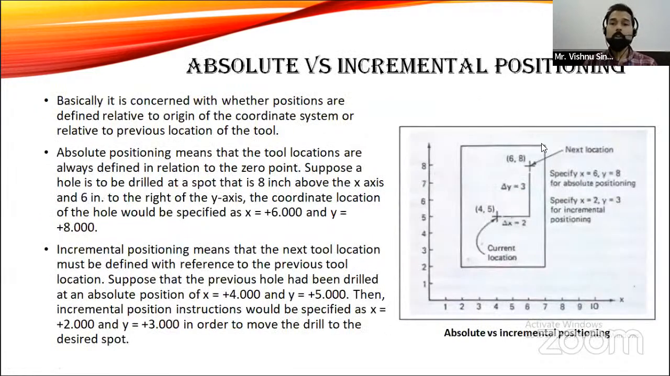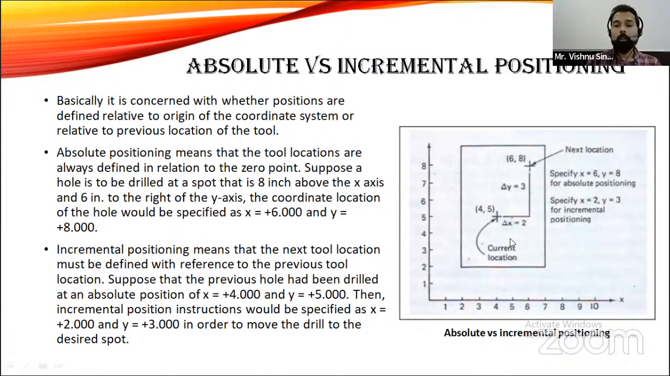Next topic that comes is what is absolute and incremental positioning. It is a very important topic, whether you are using an NC machine or CNC machine. The programming tool that we use in the programming is G90 and G91. G90 is used for absolute, G91 is used for incremental. So what exactly is absolute or incremental positioning?